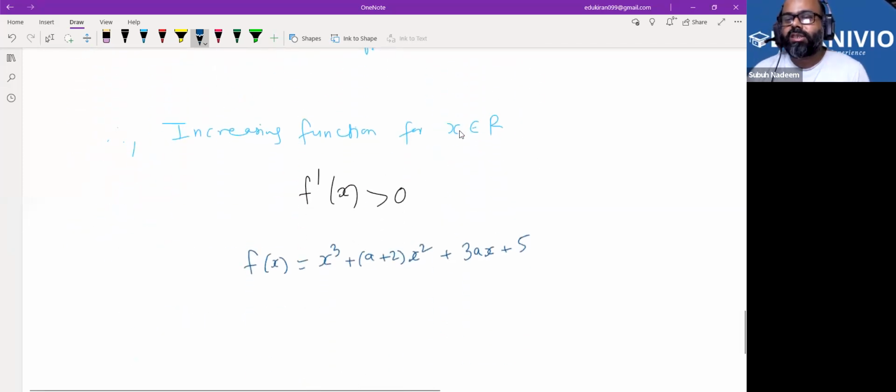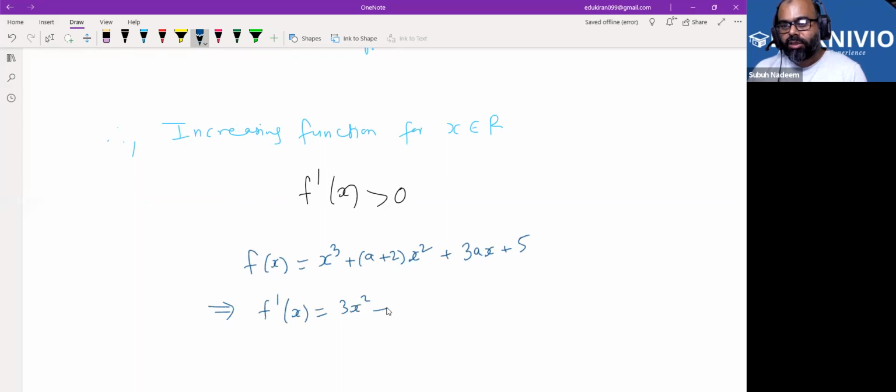So this is an increasing function for x belonging to real numbers, so its derivative should be positive. Now let us find its derivative. So f dash x will be 3x square plus 2a plus 2x plus 3a.